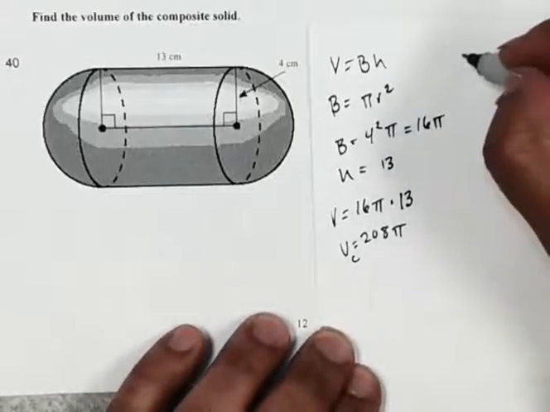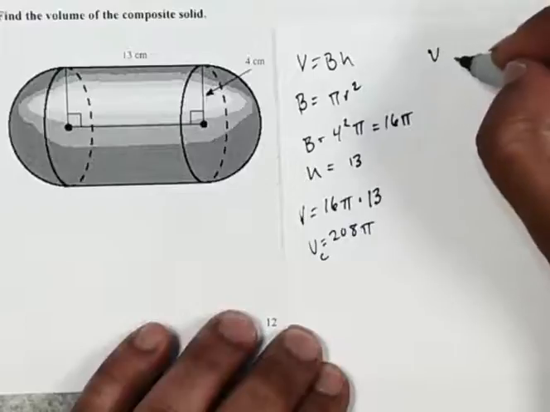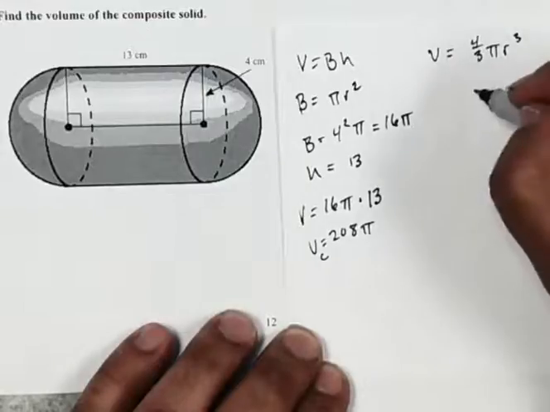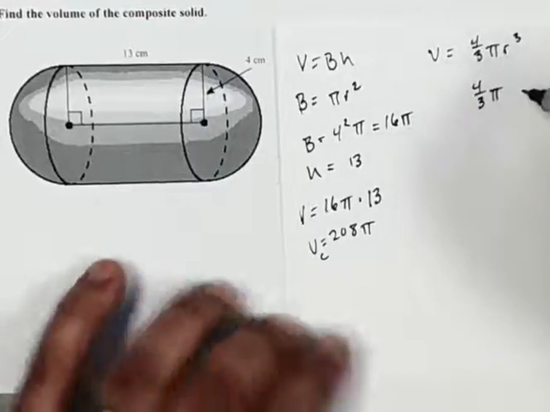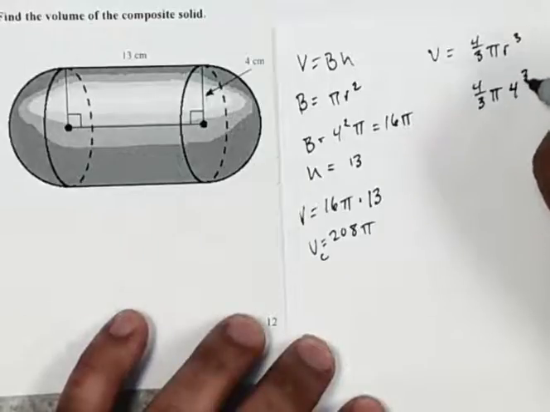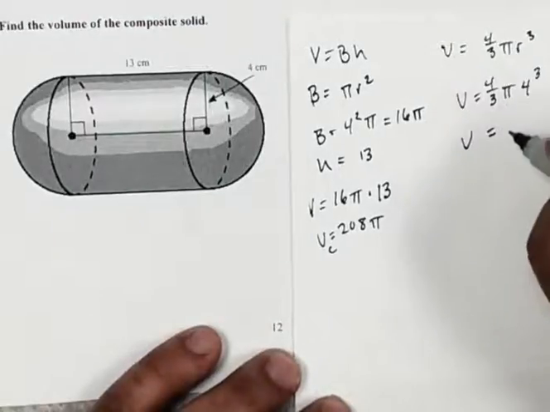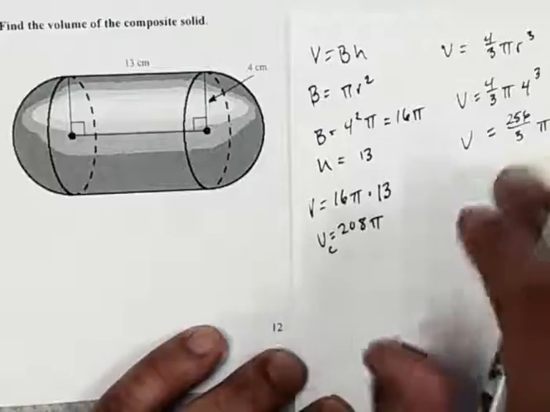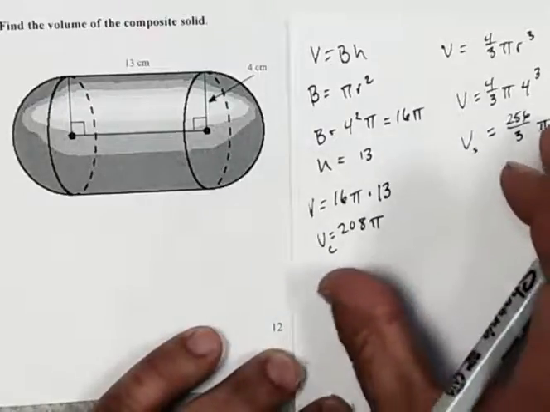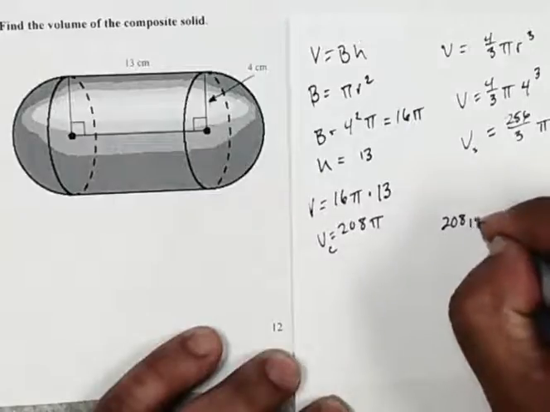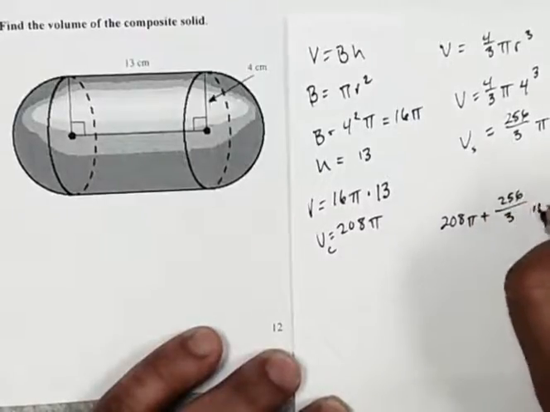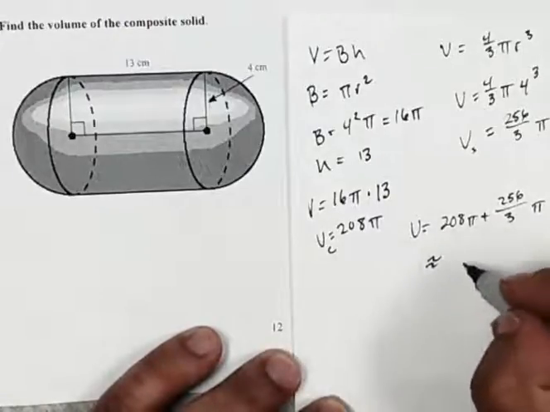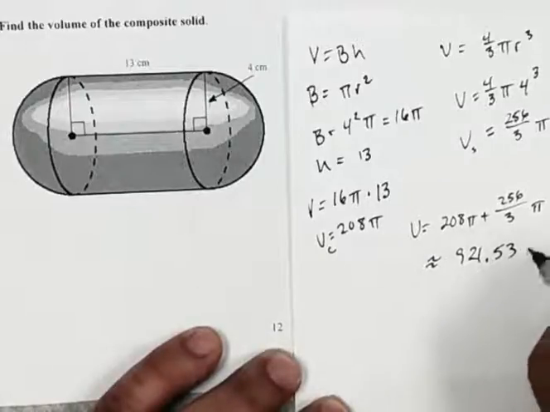For the sphere, that's 4/3 pi r cubed. So I have 4/3 pi, my radius is 4, so I have 4 to the third power. That comes out to be 256 over 3 pi. Okay, so now I have the volume of the cylinder and the volume of the sphere, so I want to add those two together. So I have 208 pi plus 256 over 3 pi, which is going to be about 921.53 centimeters cubed.